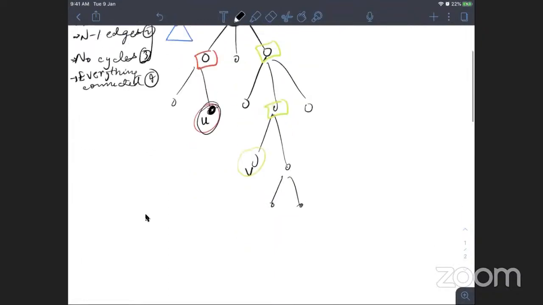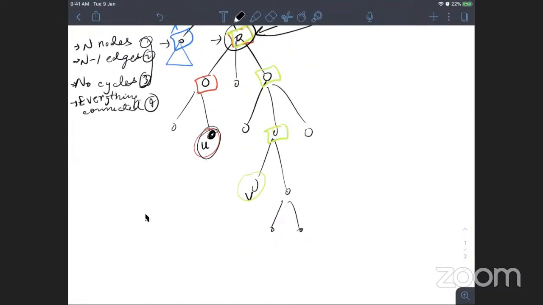Any doubts in the very definition of LCA? If yes, then please speak up. Otherwise, we can just move forward. Assume that you know what LCA means.